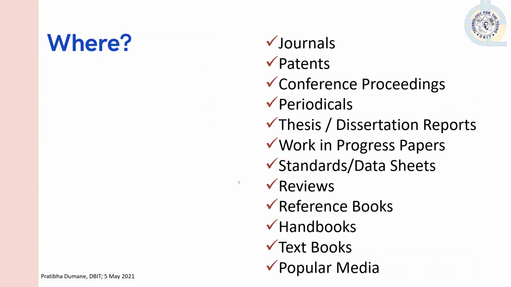You can search in different journals and patents. We have the Indian Patent Office website, and you also have the WIPO, which is the International Patent Office website. Then you have the conference proceedings, periodicals, thesis, work in progress papers, different standards on data sheets, reviews, reference books, handbooks, textbooks, popular media, like blogs, and so on and so forth.